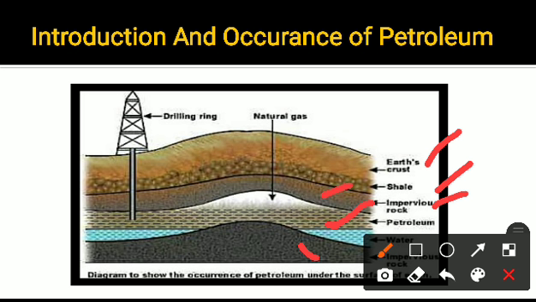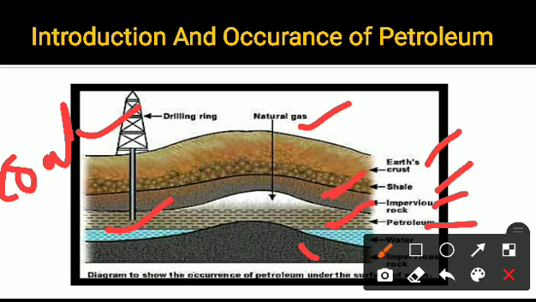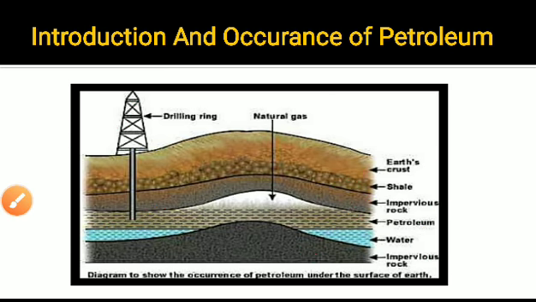Here this is a drilling rig. Whenever you drill, you have to drill first into the earth crust, then shale, and then impervious rock, and then you get the petroleum. With the petroleum you get a number of other compounds, the coal, then petroleum and natural gas. Okay, this is about the occurrence of the petroleum.